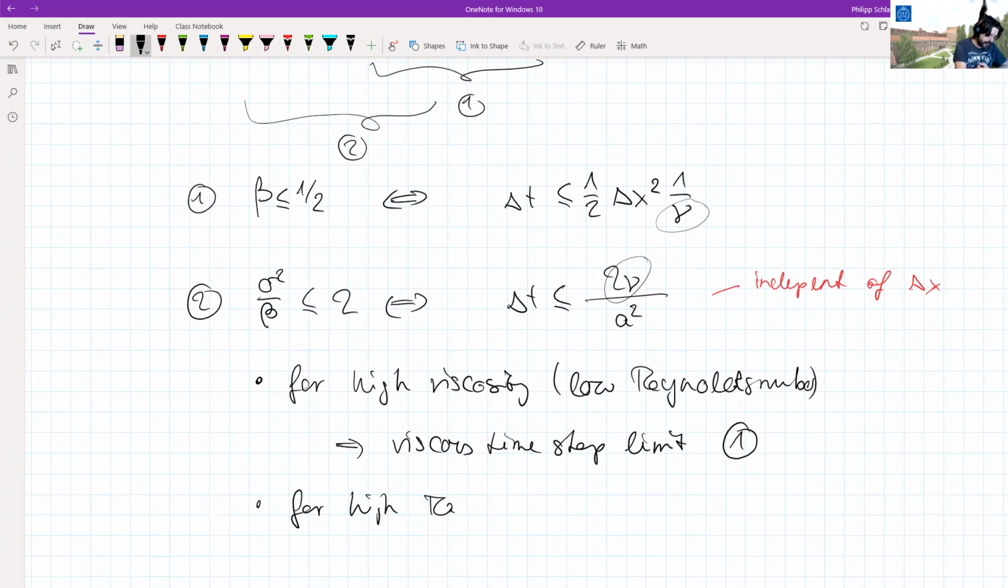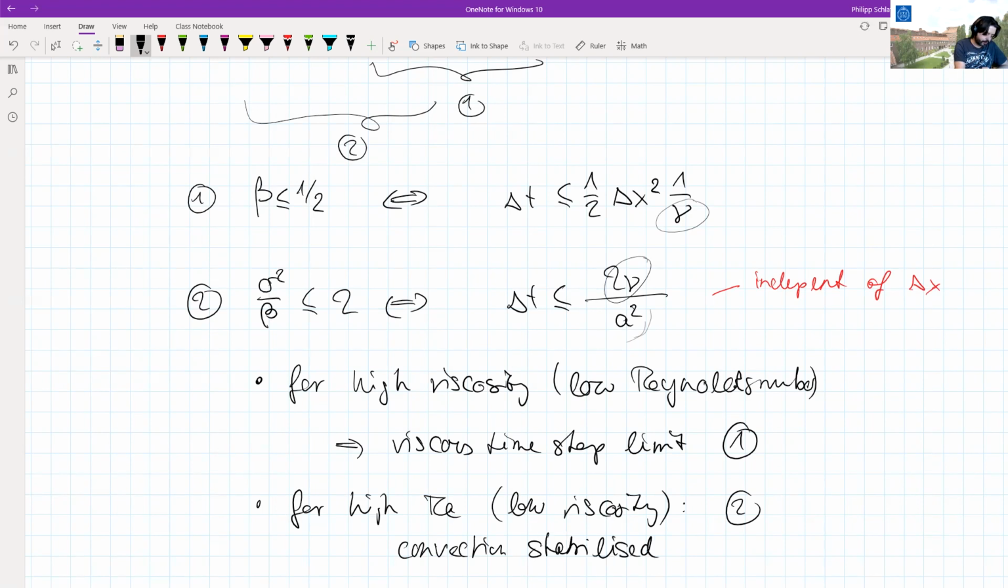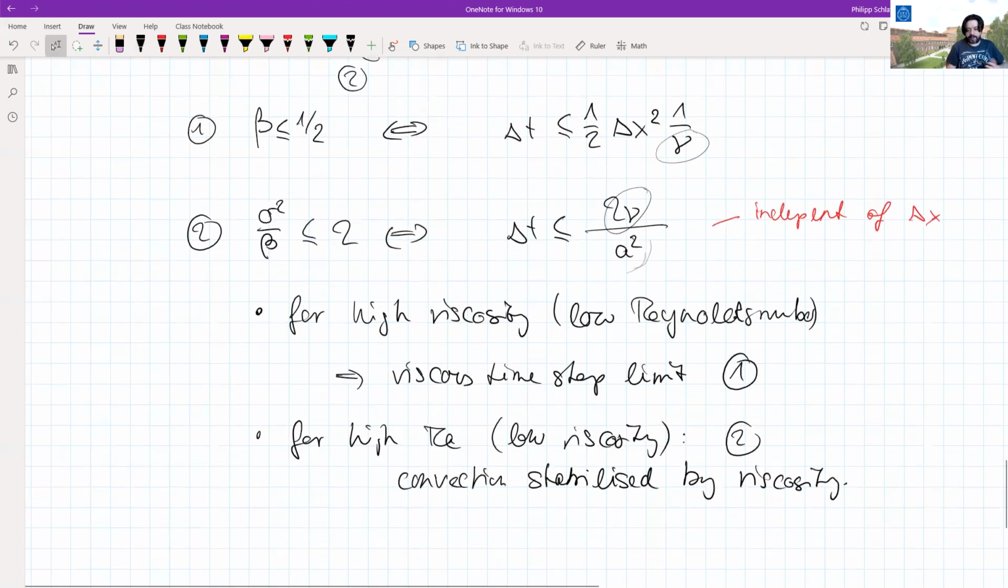for high Reynolds or low viscosity, then typically equation number two is the dominant one. And then you see that you have a convective time step, this a squared, which is stabilized by the presence of viscosity. We can say the idea is that you have convection stabilized by viscosity. Why do I say it's stabilized by viscosity?